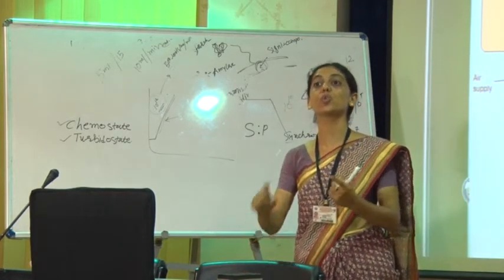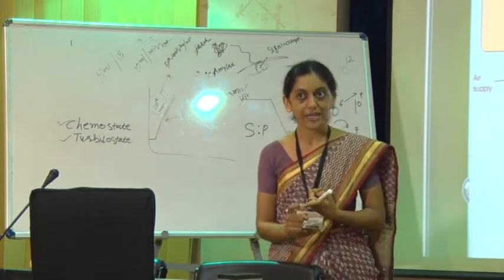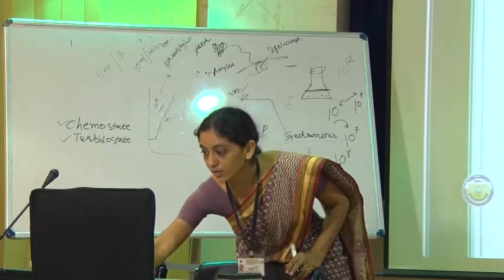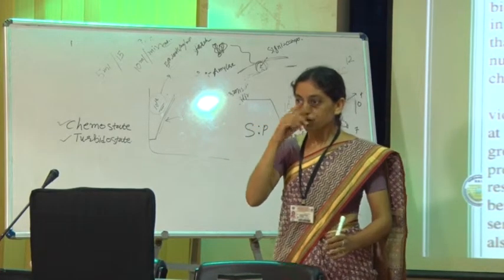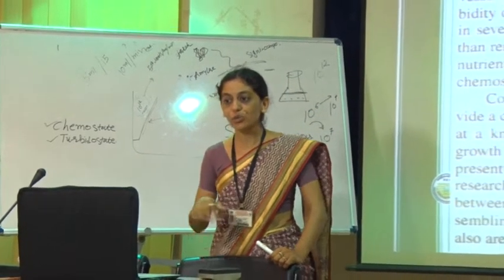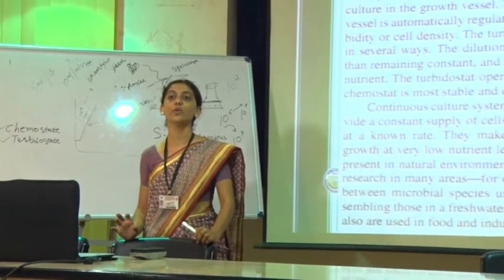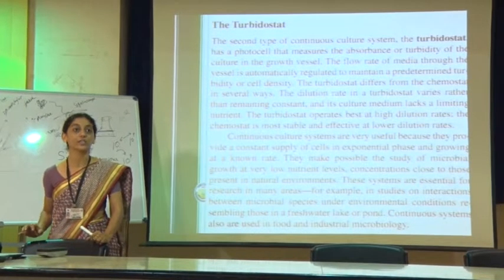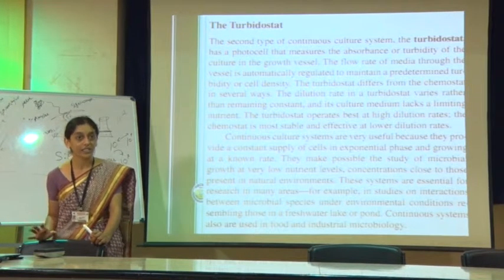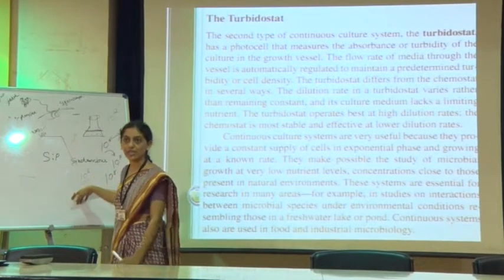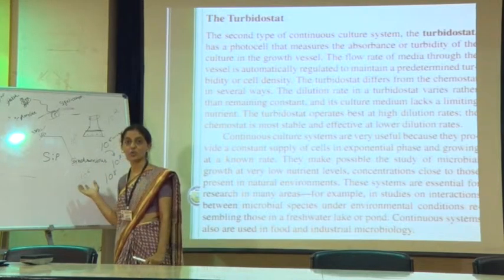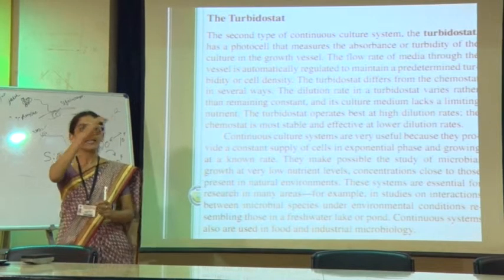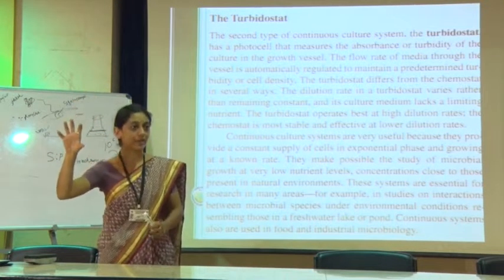industries are doing this at two levels, that is, maintaining the chemostat as well as the turbidostat, right? In a turbidostat, the flow rate of the media through the vessel is automatically regulated to maintain a predetermined turbidity of the cell density. आपको कितनी चाहिए, ठीक है? If it is 10 raised to 6 or if it is 10 raised to 12. Okay, so for that they need to adjust the flow rate, right?